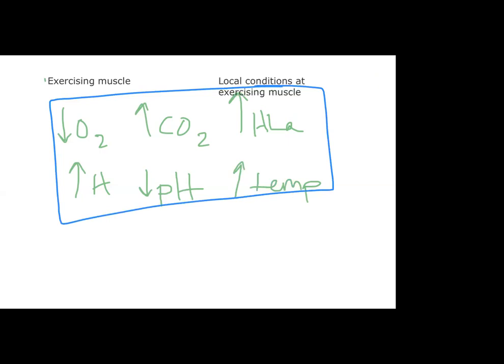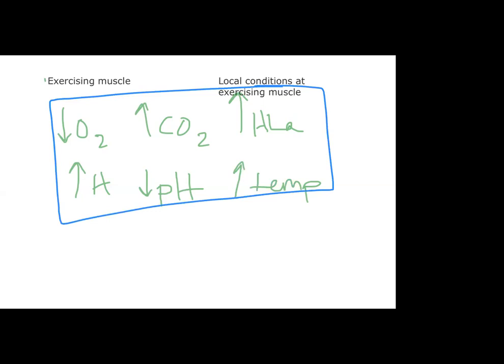These are local conditions that you'd expect to see at the exercising muscle. Okay, the muscle is consuming oxygen, so oxygen levels are low. The muscle is producing carbon dioxide, so carbon dioxide levels are high. The muscle is producing lactic acid, so lactic acid and hydrogen levels are high, which causes a decreased pH, and temperature is high because you're producing heat.